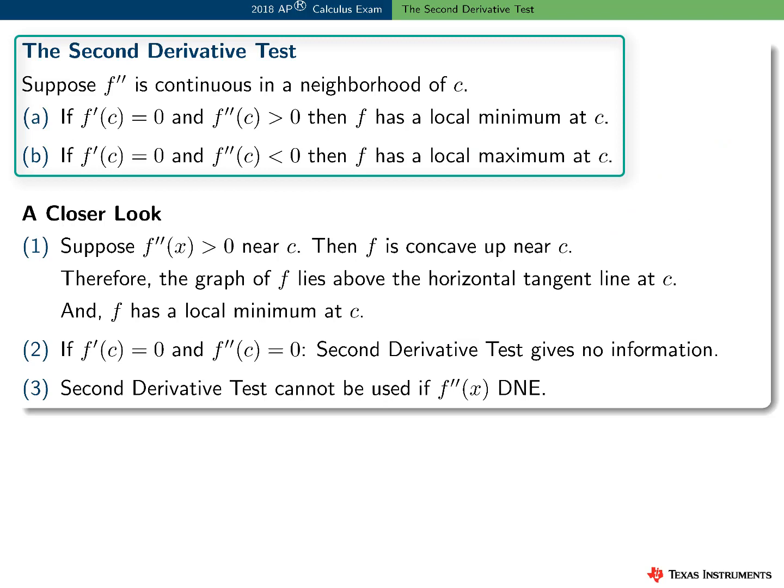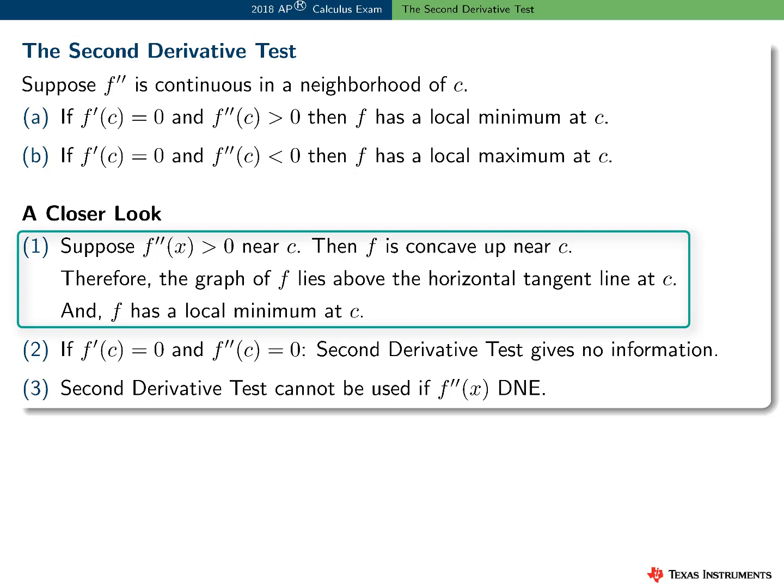The second derivative can also be used to classify local extrema for those critical values where the tangent line has slope 0. Here's the second derivative test. Suppose f double prime is continuous in a neighborhood of c. If f prime of c is equal to 0 and f double prime of c is greater than 0, then f has a local minimum at c. If f prime of c is 0 and f double prime of c is less than 0, then f has a local maximum at c. And yes, we need to take a closer look at this theorem also.